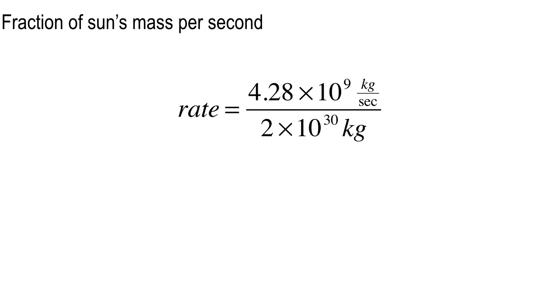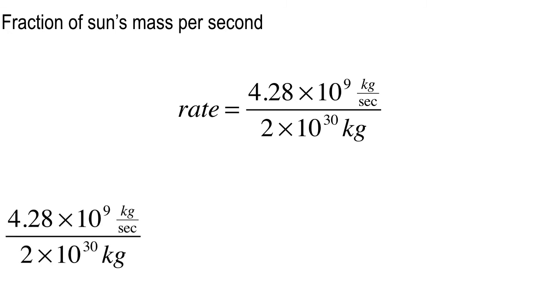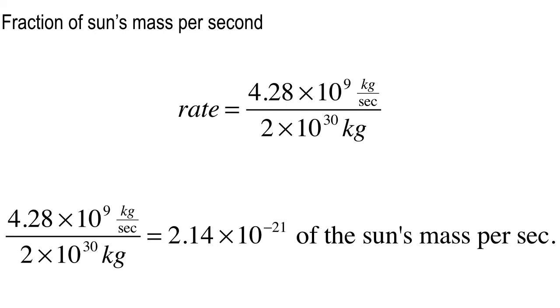Now the total mass of the sun is about 2 times 10 to the 30 kilograms. So the fraction of the sun lost per second is this rate, a fractional rate. Let's work it out. 10 to the 9 on top, 10 to the 30 on the bottom. So the power of 10 is going to be 10 to the what? 10 to the 21st. Positive or negative? Negative. And the numeric part is easy: 4.28 divided by 2 is 2.14. So that's the fraction of the sun's mass that it loses per second.